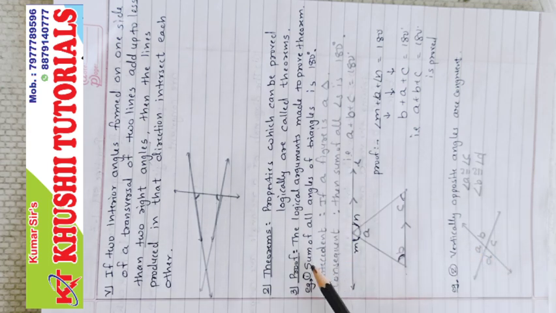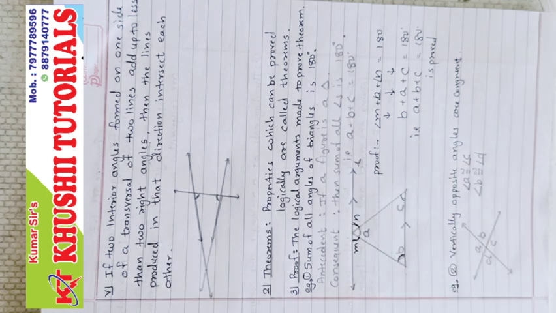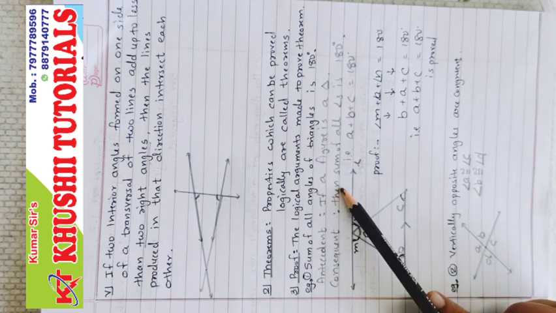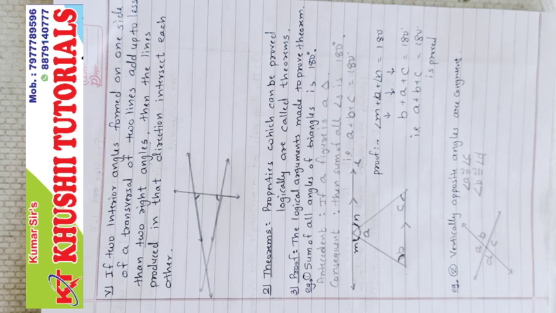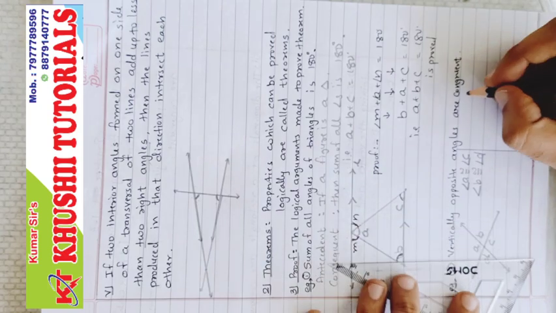Now first we will write in the form of antecedent and consequent. Antecedent: if angles are vertically opposite angles. Consequent: then they are congruent. So we will prove angle A and angle C are congruent, angle B and angle D are congruent. So how to prove it? For that we have to use proof.